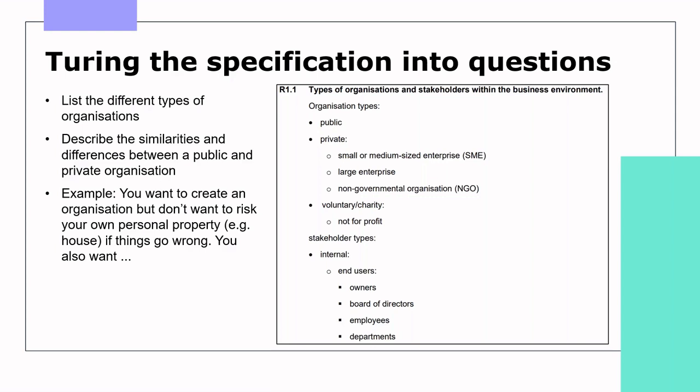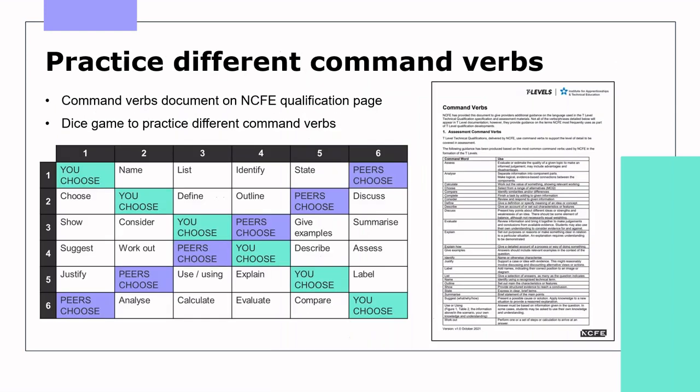Another couple of examples I've included is getting students to do comparisons, or they even have to suggest the best option for what is being described. It's just describing what requirements a business might want, and then evaluating which organization type best fits those requirements. And getting students used to the different command verbs and their expectations will be useful for the live exam papers.